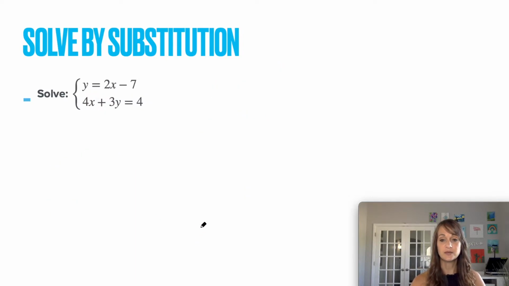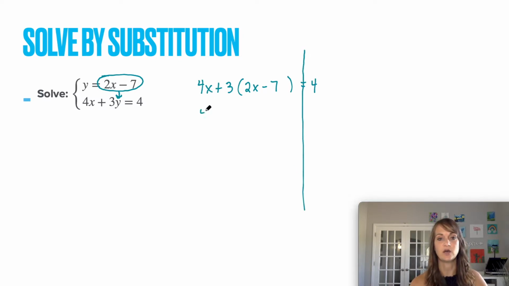Here's another one for substitution, so let's try this one. y is equal to 2x minus 7. Therefore, I'm going to substitute this expression in for y. So instead of saying 4x plus 3y equals 4, I'm going to plug in what y is, 2x minus 7. Now we're in an equation that has only one variable that we can solve. I'm going to draw a line down the middle, and I'm going to solve it. So I will get 4x plus 3 times (2x minus 7) equals 4. We'll get 4x plus 6x minus 21 equals 4, because you have to distribute the 3.